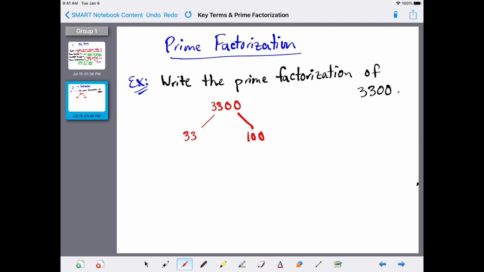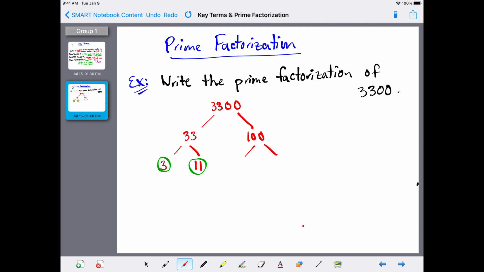And then we take each of those numbers and we break each one of those down as far as we can go until all we're left with are factors that are prime numbers. So 33 is equal to 3 times 11. And 3 is a prime number and 11 is a prime number. So we've gone as far as we can go over here. I'm just going to circle those. Okay, then we can go over to 100.